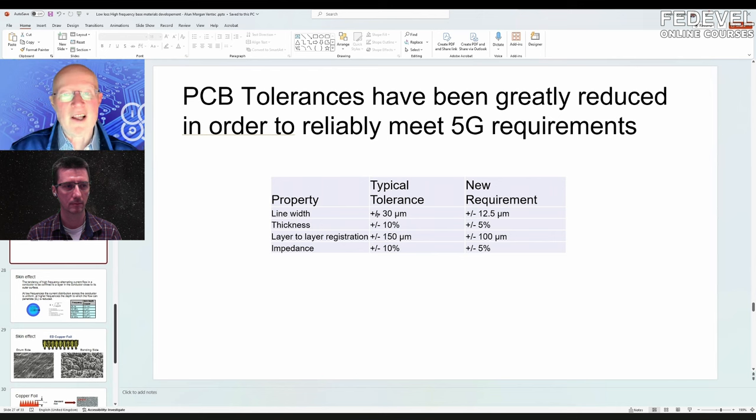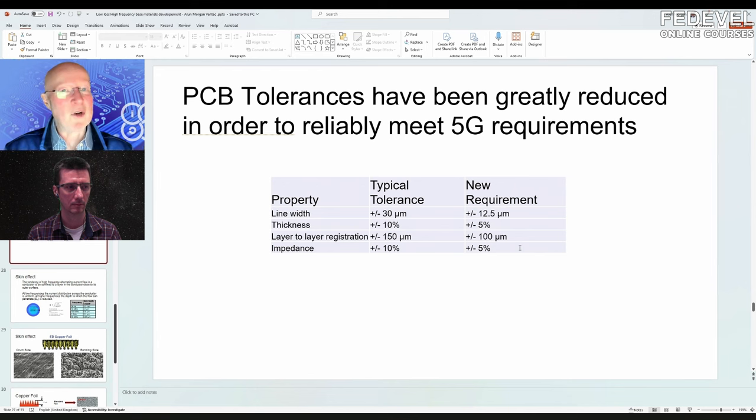When you're looking at typical tolerances for standard materials, let's say even up to 4G, plus or minus 30 microns in line width, thickness plus or minus 10%, registration layer to layer 150 microns, impedance plus or minus 10%. When you go to 5G requirements, they wanted to basically halve all of these, or mainly halve them. And that's a pretty big challenge, going from 30 microns to 12.5 microns, thickness plus or minus 5%, 100 micron registration and an impedance of 5%.